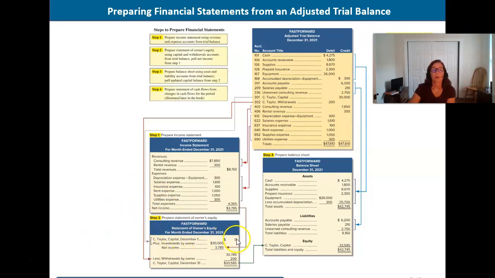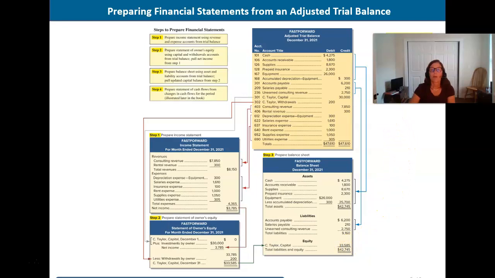So again, we're still assuming this is the first month we've been in business, so we don't yet have an opening balance. We have the $30,000 initial investment that our friend Taylor made, plus the income, and that gives us total increases of $33,785 to the owner's equity. But remember from the last chapter, our owner took $200 out, leaving our owner with $33,585. We're going to just take that owner's equity number, wander on over to our balance sheet, and plug that right into our owner's equity.